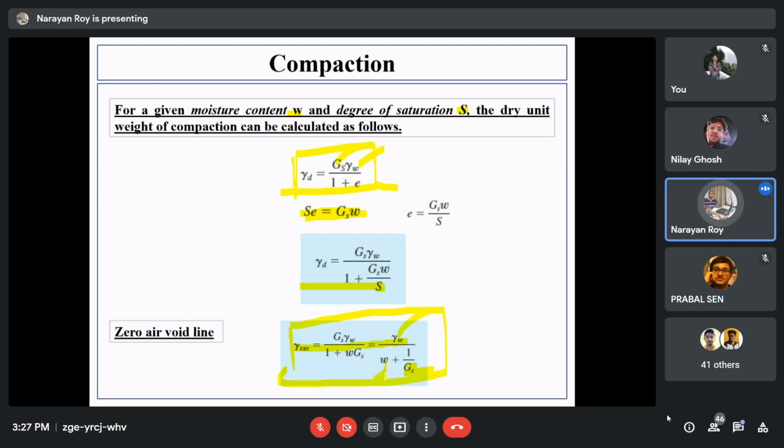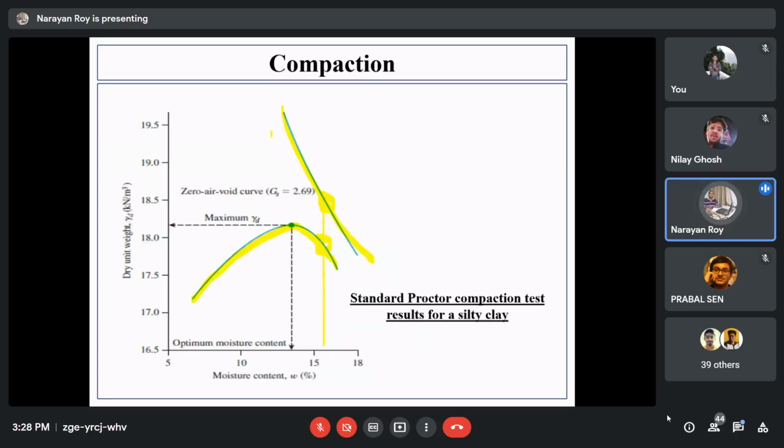And for different values of moisture content, if I vary the moisture content only, then we will get the zero air void density. This Gs is known, this gamma W is known. If we vary the moisture content, then we will get zero air void density for a particular moisture content. So if I repeat this calculation for different values of moisture content, then I will get a set of values of zero air void density along with the water content. Once we get several sets of this data, we will be able to plot it, and that is how we will get the zero air void density.